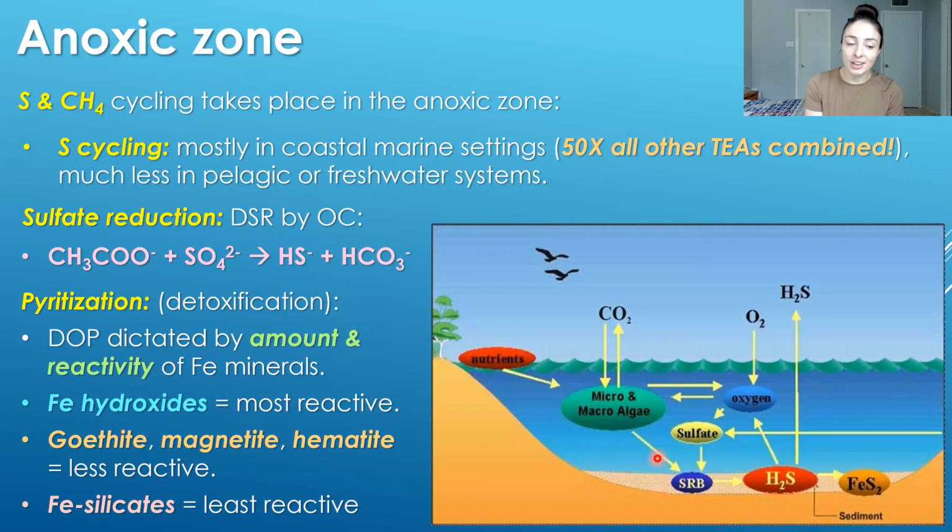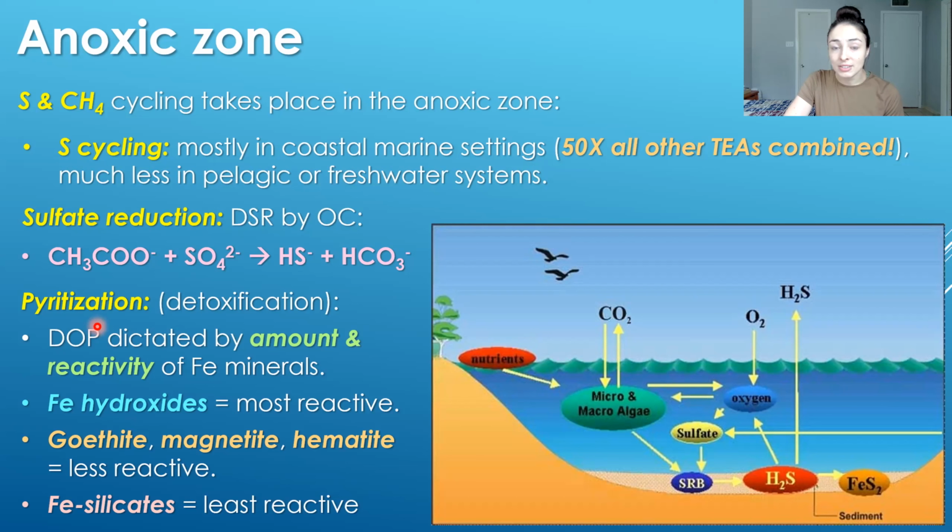And the degree of pyritization that occurs, aka the DOP, is dictated by the amount and reactivity of iron available, or iron minerals available, to react with the sulfide and become reduced and form iron sulfides. And these iron minerals include things like iron hydroxides, goethite, magnetite, and hematite, as well as iron-containing silicates.